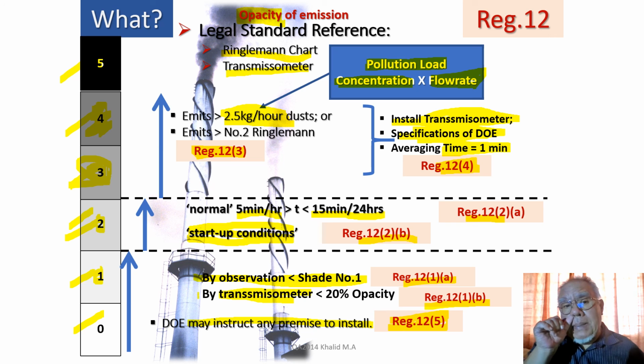Remember, the consultant has to come and take samples for the concentration and flow rate, and then they have to come up with the calculation of how many kilograms per hour of dust is being emitted from our stack before anything else. That data is most important. That pollution load flow rate is not done every month. That is not the monitoring. The monitoring is done by the transmissometer or the CMS. And the report is submitted to DOE manually or online. All right, that's about it.